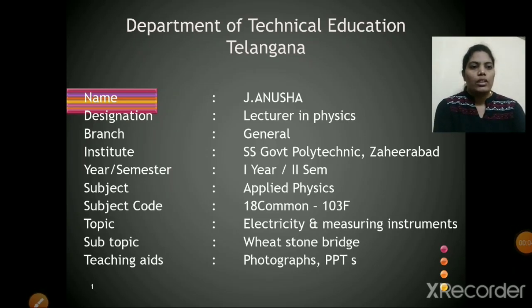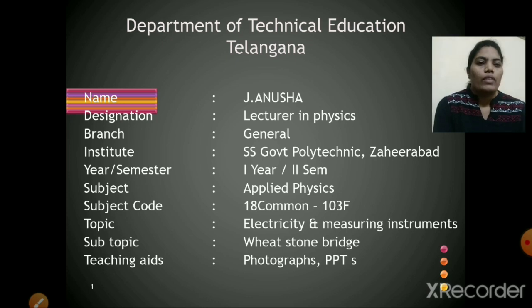A very good morning. Myself J. Anusha, working as lecturer in physics at SS Government Polytechnic, Zahirabad. I'm working in the general section under the Department of Technical Education, Telangana. The subject I'm dealing with is applied physics, for first year, second semester students. The subject code is 18 common 103F.